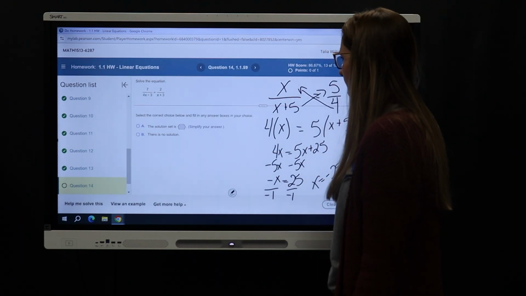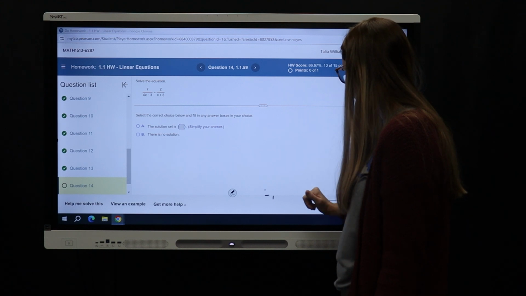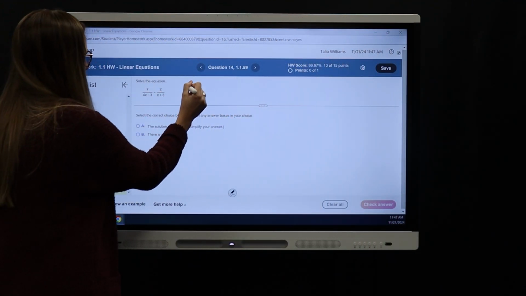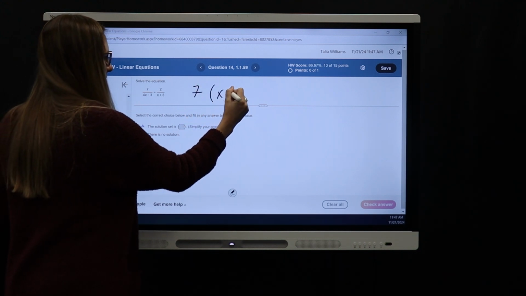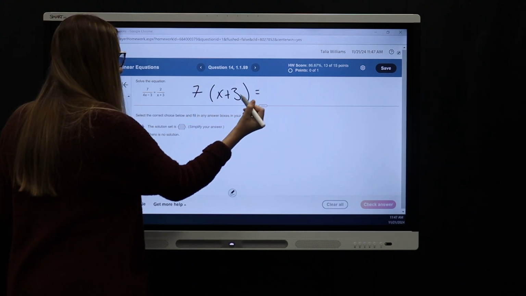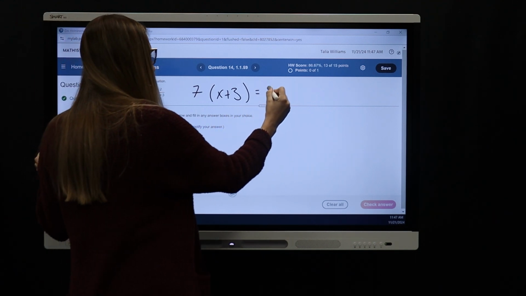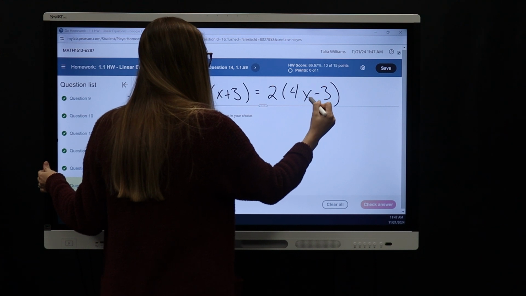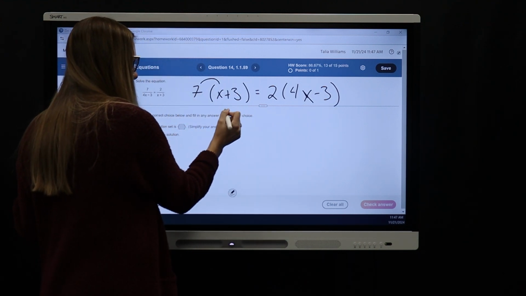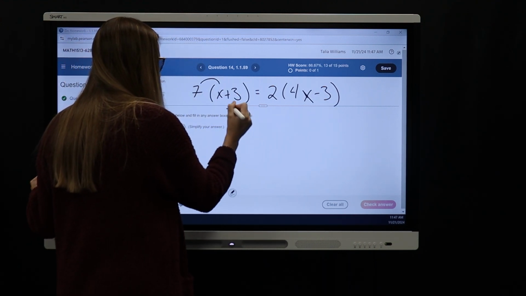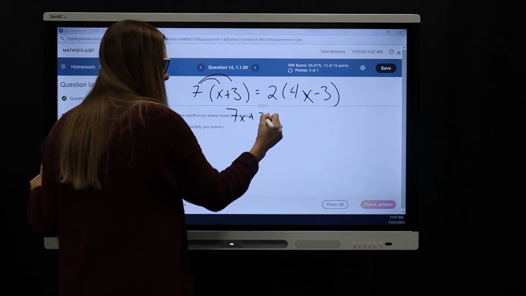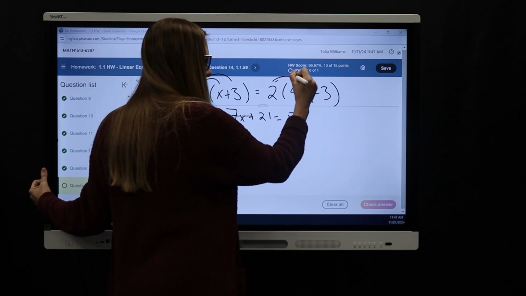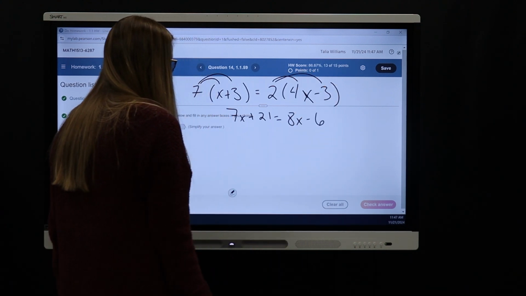Two more problems. Same thing here. So I'm going to cross multiply, so I'm going to have 7 times x plus 3 equals 2 times 4x subtract 3. So 7 times x is going to be 7x. 7 times 3 is 21 equals 2 times 4x is 8x. 2 times negative 3 is negative 6.